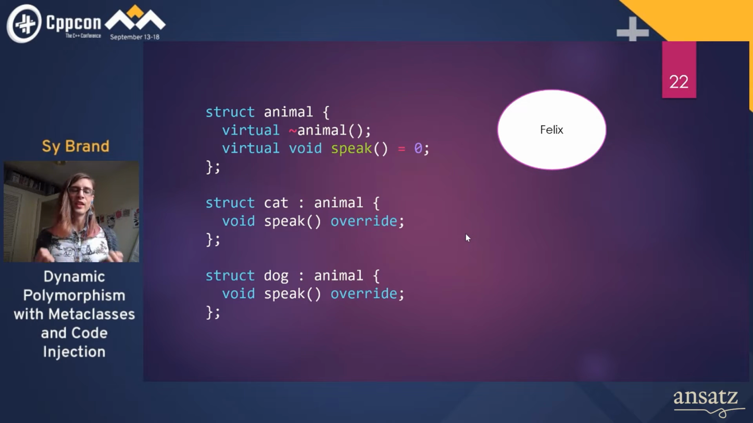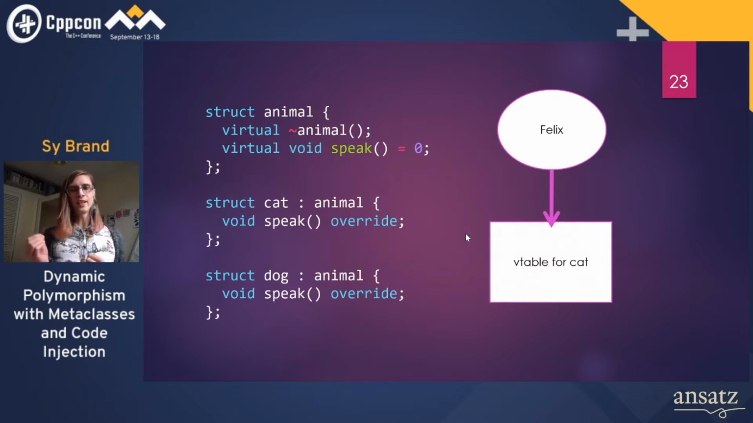Now, how this is implemented under the covers is that if I have a Felix object, which is a cat, then this is going to have a pointer to a Vtable, a virtual table. This virtual table essentially tells us how to call virtual functions in a polymorphic object. So this Vtable will in turn have a pointer to the speak function for cat. So there's a couple of indirections we're going through when we call speak. We first have to grab the Vtable, then we have to read through the Vtable to get the speak function. That can be a performance bottleneck.